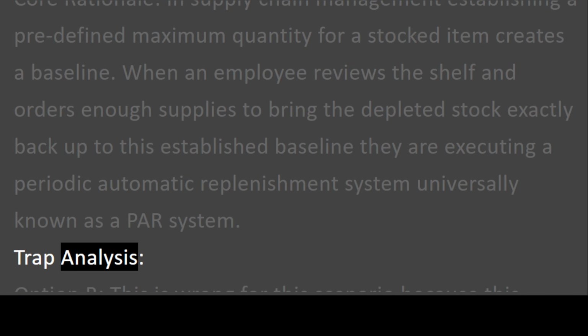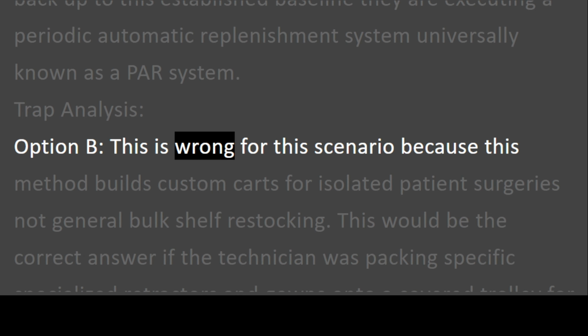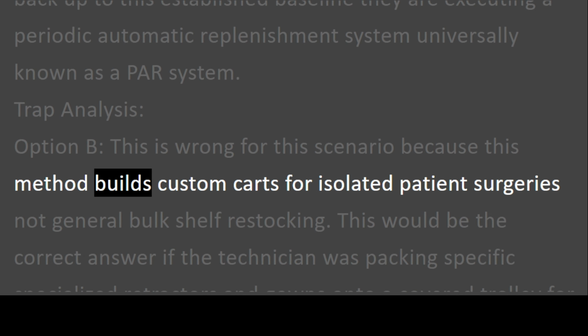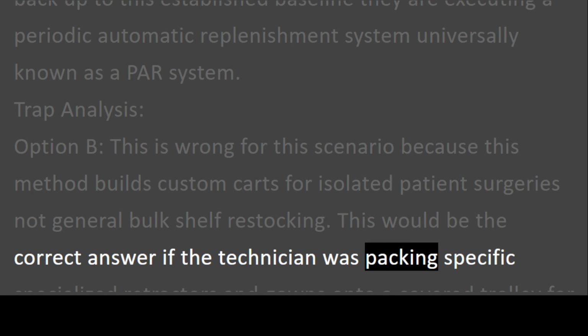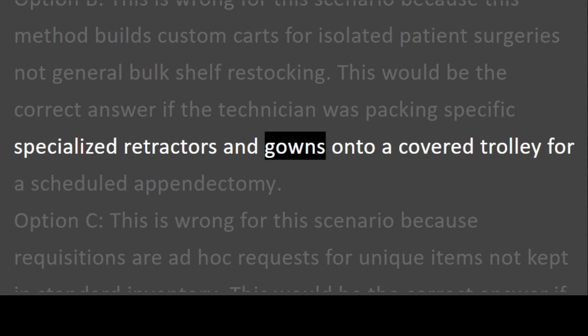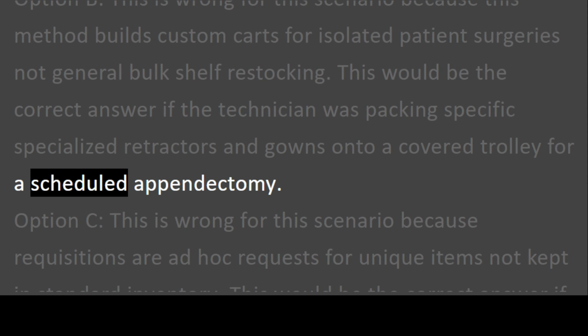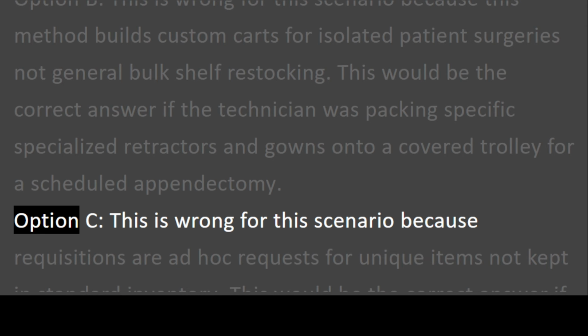Trap analysis. Option B. This is wrong for this scenario because this method builds custom carts for isolated patient surgeries, not general bulk shelf restocking. This would be the correct answer if the technician was packing specific specialized retractors and gowns onto a covered trolley for a scheduled appendectomy. Option C.